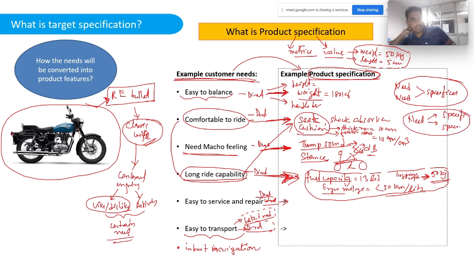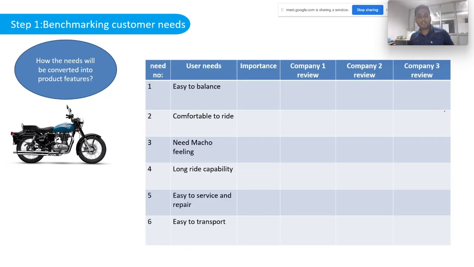Okay, let's move to the next section. So how do we actually arrive at a particular set of specifications? It's not like we can directly arrive at them. For a single need, we can arrive at so many different specifications.